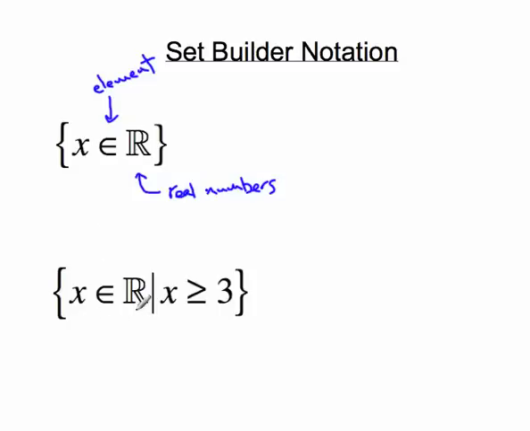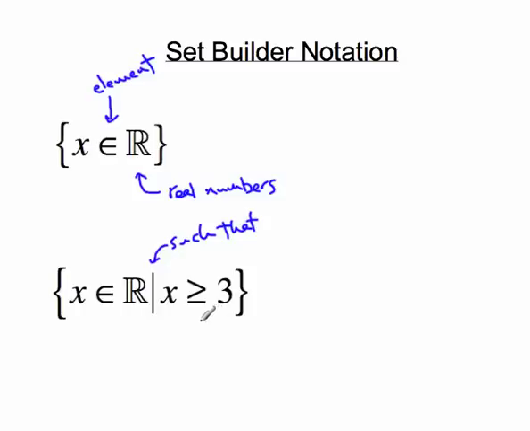Here we see x is an element of real numbers. Again, read x is an element of real numbers. And this line means such that. And then we see a bit of a restriction on that. So x is greater than or equal to 3. So x can be anything as long as x is greater than or equal to 3. This kind of notation would mean x can't be 2, and x can't be -5. It can only be numbers that are greater than or equal to 3.